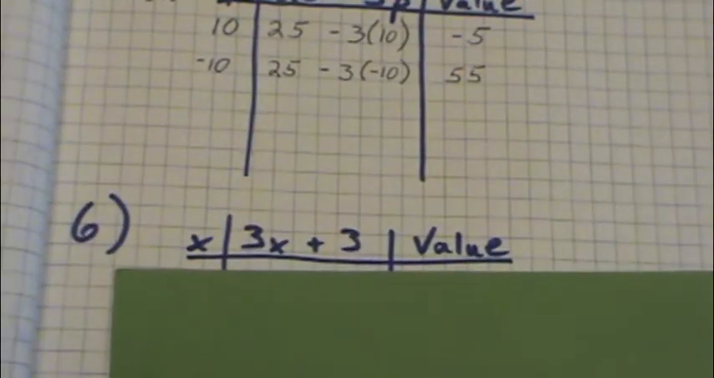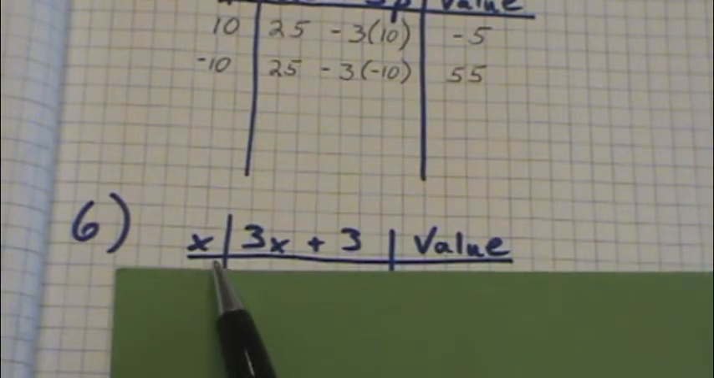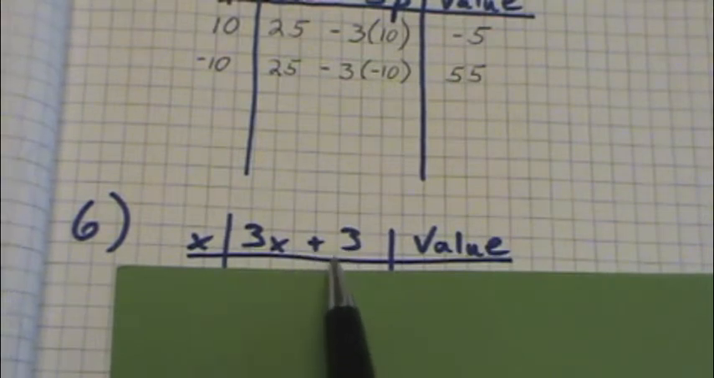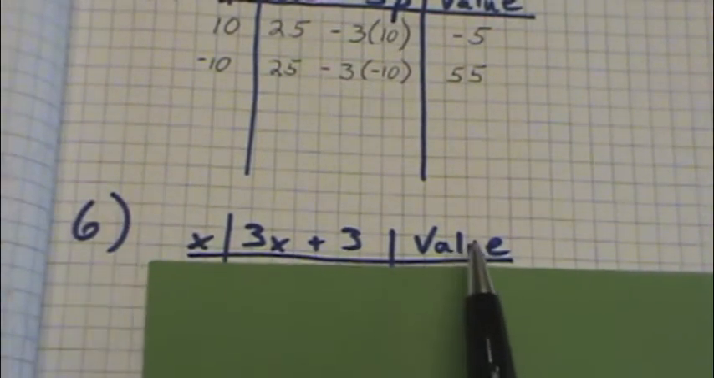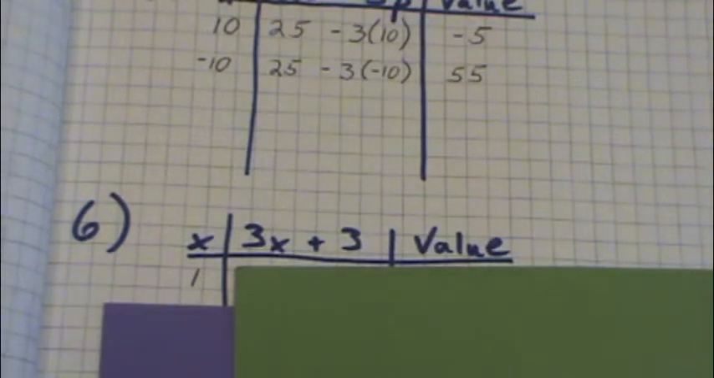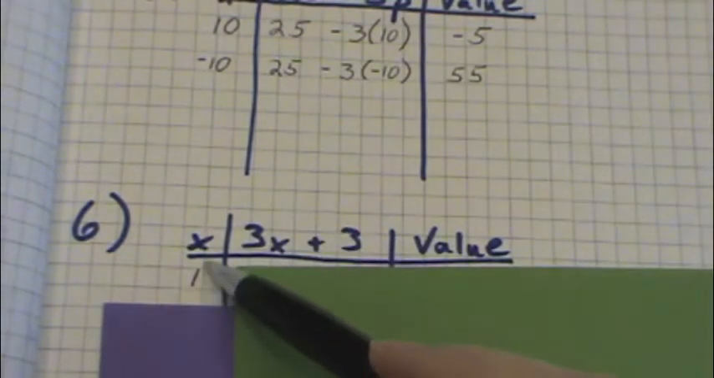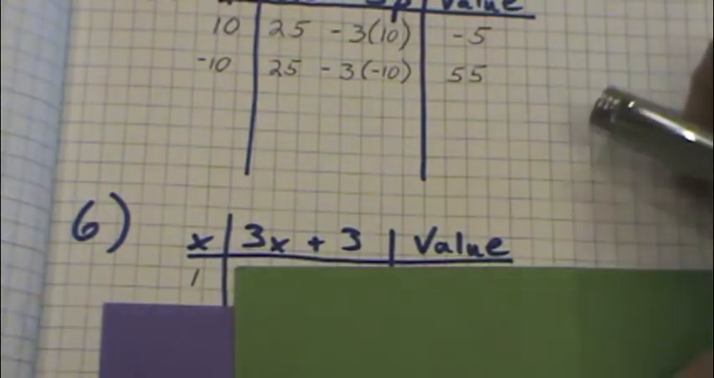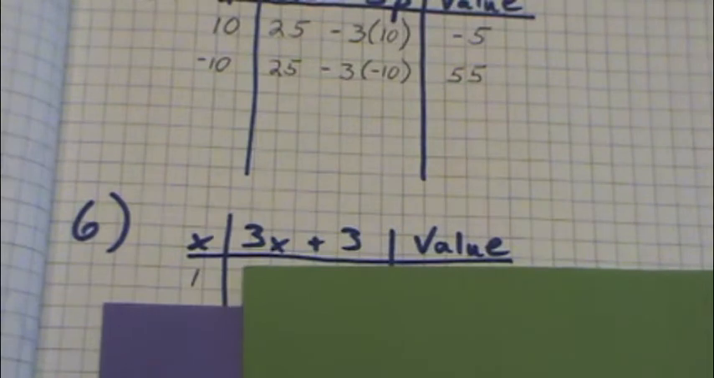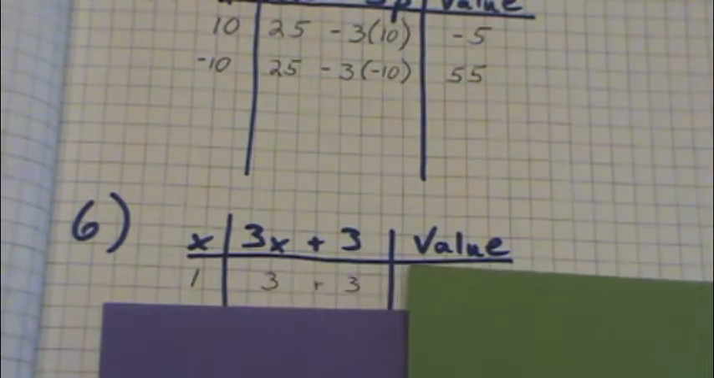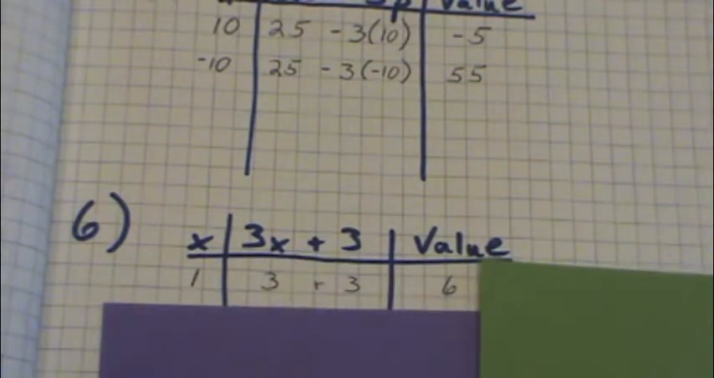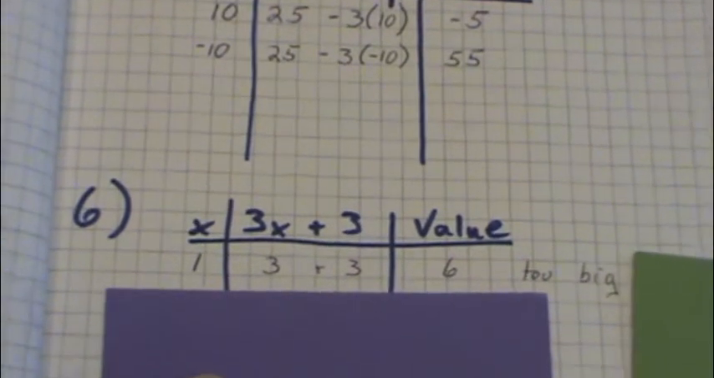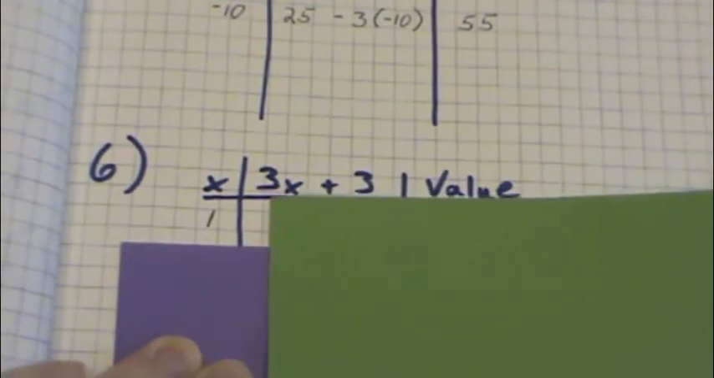Your table for number 6 should look something like this. We've got a column for x. Here's a column to figure out what 3x plus 3 is going to look like, and then the answer you get will go here. For this one, I started with the number 1 for x. Why? Because I had no idea where to start, and it seemed like an easy place to begin. Well, if you substitute 1 in for x, you end up with 3 plus 3 and a value of 6. We're trying to find negative 22, so 1 is clearly way too big. How much too big? I don't know.